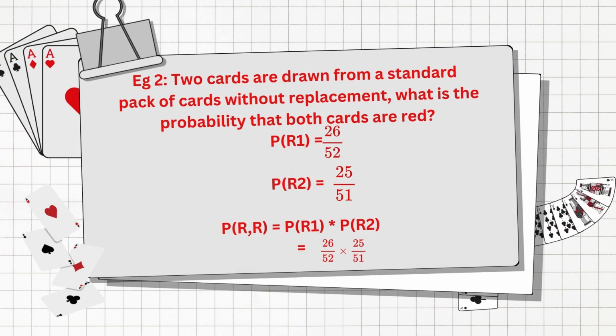Let's take a look at another example. Two cards are drawn from a standard pack of cards without replacement. What is the probability that both cards are red? Now, note the word without replacement. So that also tells us straight away that this is a conditional probability, because after I've drawn my first card, I didn't replace it, then I go ahead and draw my second card.